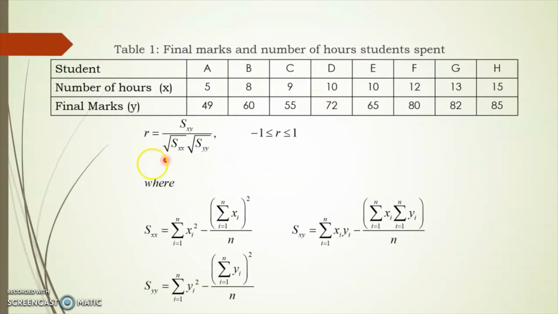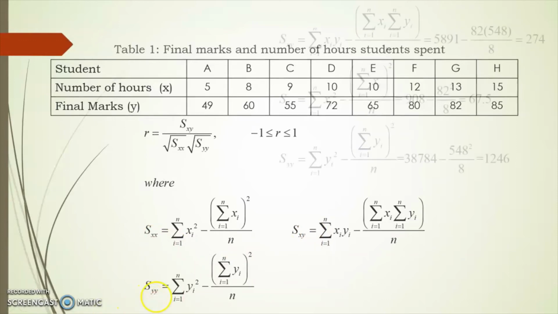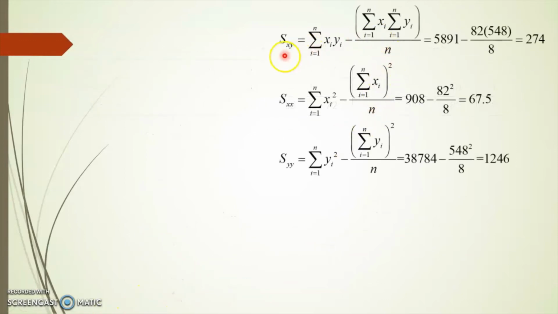Now, how to do the calculation, guys? We're going to use this formula. First you need to find all these three values, all these three S's: Sxx, Sxy, Syy. So Sxy is the calculation of summation of xy minus summation of x multiplied by summation of y divided by n. So that is how you calculate Sxy. So how to get all this summation?